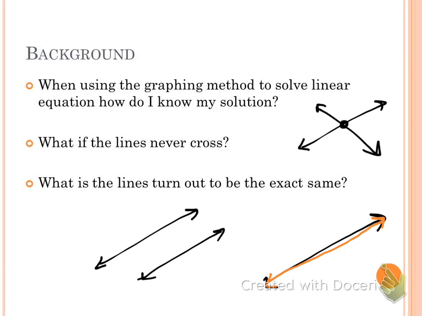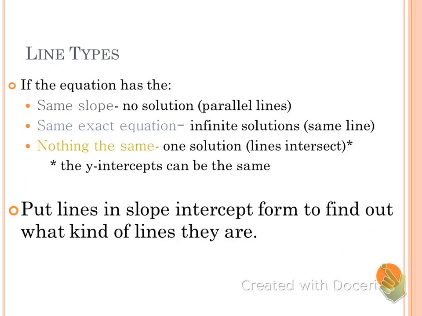So that's what we're going to go over today: what happens when I graph it and the lines are not the exact same, or when they are the exact same, instead of just crossing at one spot and giving me one nice solution? So there are 3 different line types. We have parallel lines, which run side by side and never touch. We have the same line, where I graph one line and then graph a second line, and it falls exactly on the same spot.